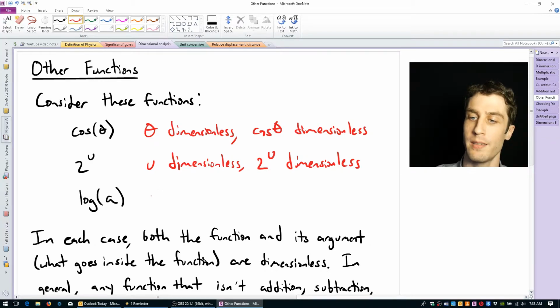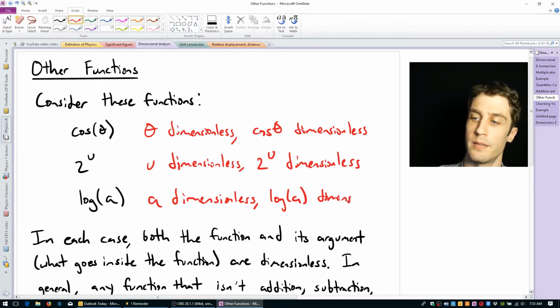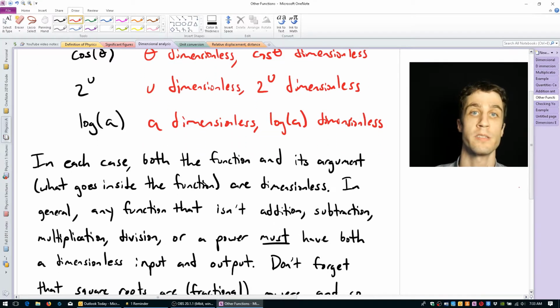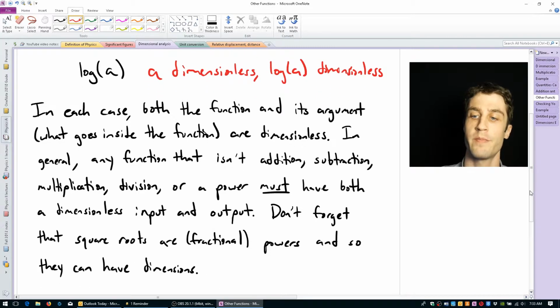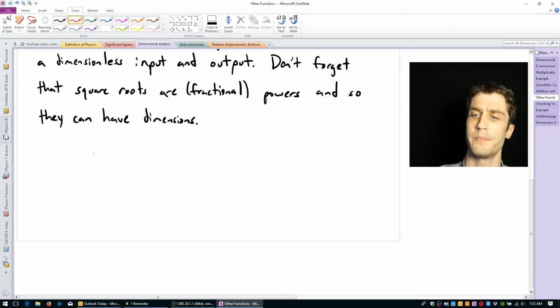And for log of a, it shouldn't be too much of a surprise at this point, a is dimensionless. And the log of a is also dimensionless. In each case, both the function and its argument, so what goes inside the function, are both dimensionless. In general, any function that isn't addition, subtraction, multiplication, division, or a power must have both a dimensionless input and output. So don't forget that square roots are fractional powers, and so they can have dimensions. So you can take the square root of a dimensional quantity.